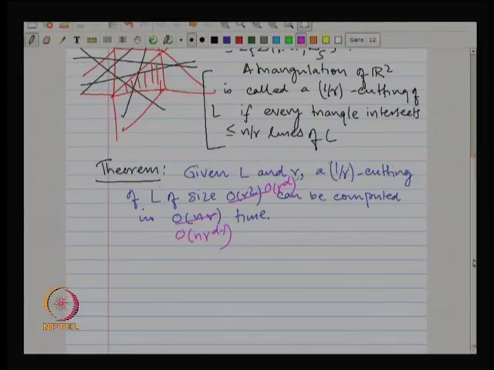Now, why is this result interesting in the context of half plane range counting? For that, I need one more concept, which I will call the cutting tree data structure. So, a cutting tree is computing cuttings recursively.